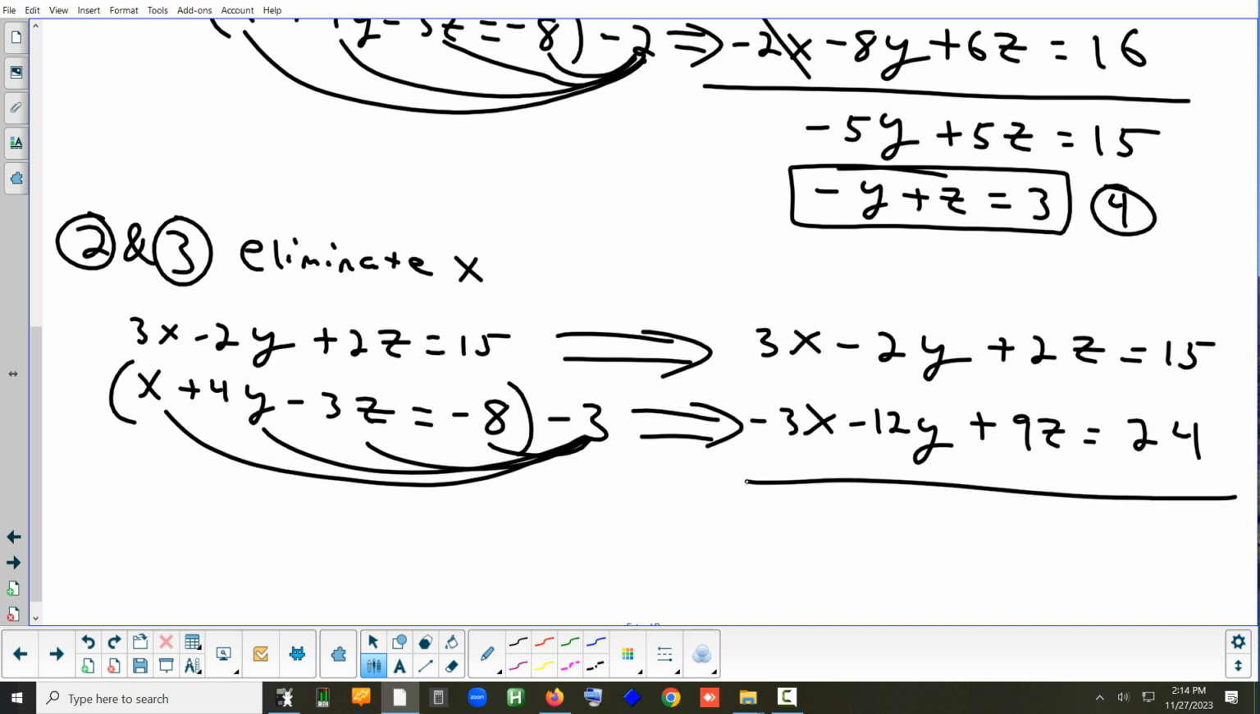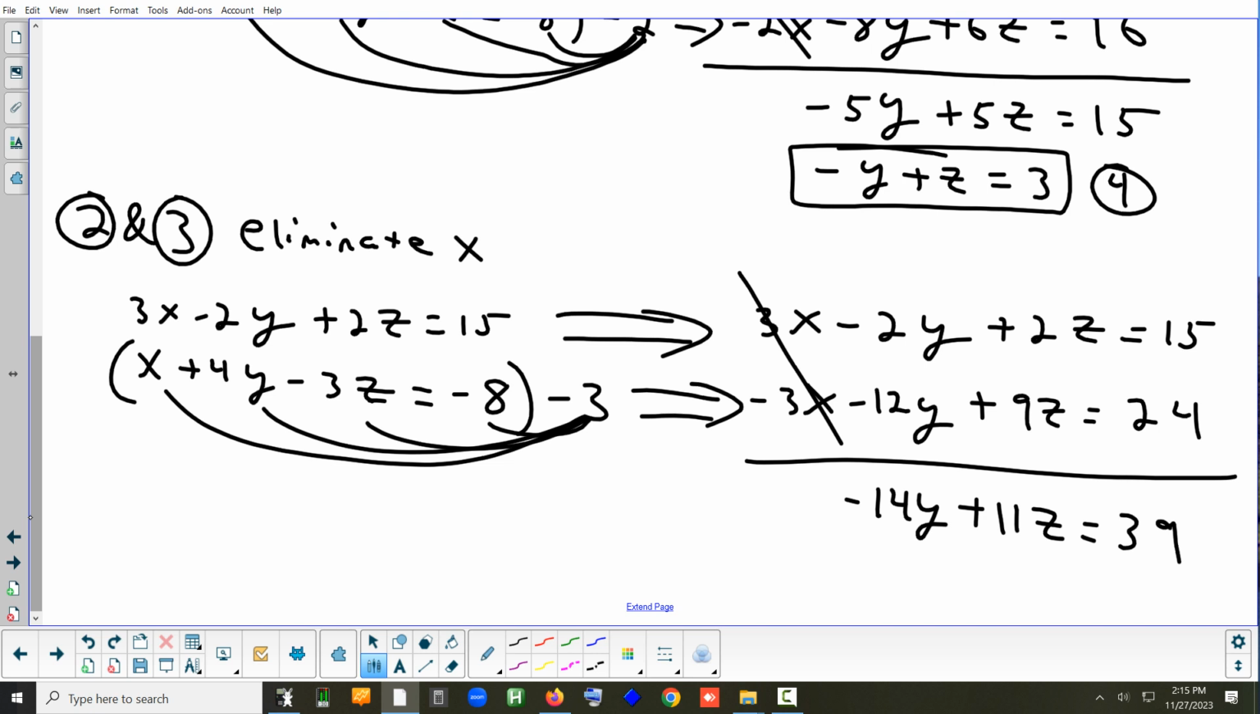Okay, add them up. All right, what happens with my x's? Cancel. Yep. They're gone. How about my y's? Negative 14y. My z's? 11z. And my constants? 39. Is everything there divisible by a number? So I'm just going to have to leave that. So now we'll call that equation 5.